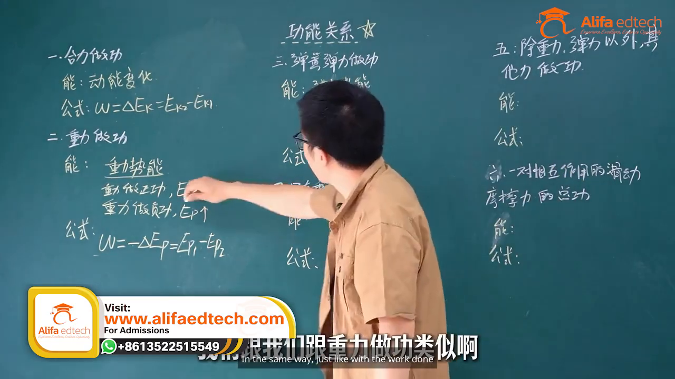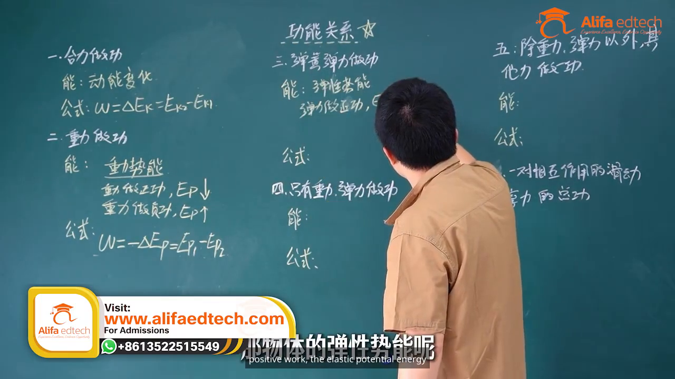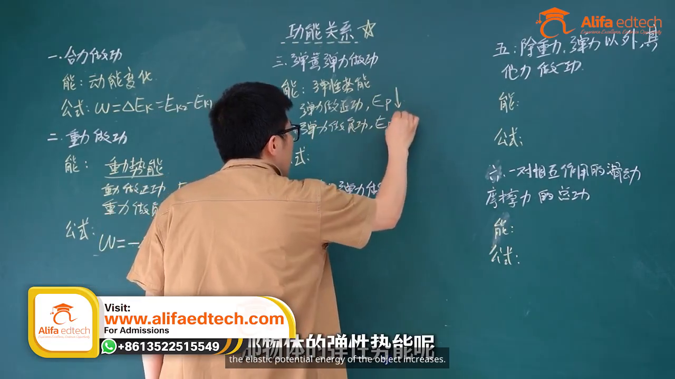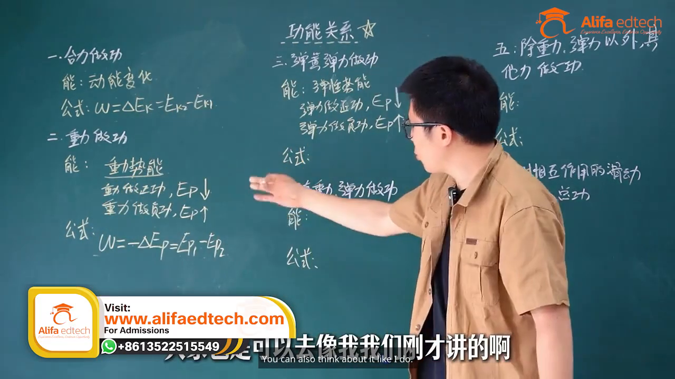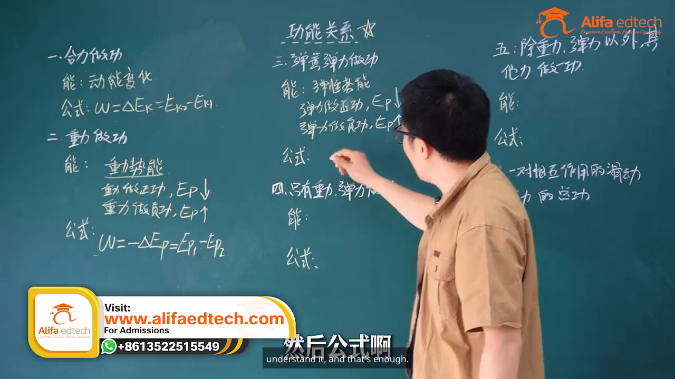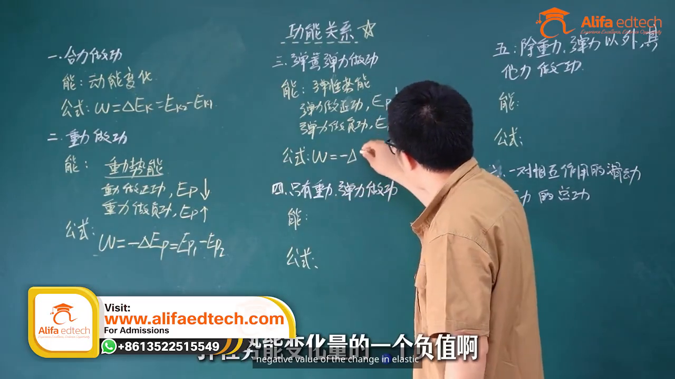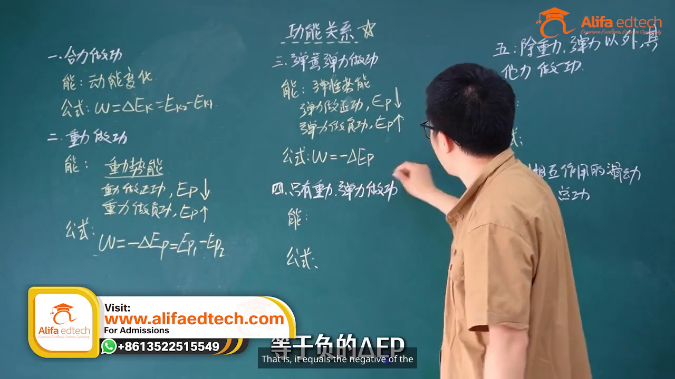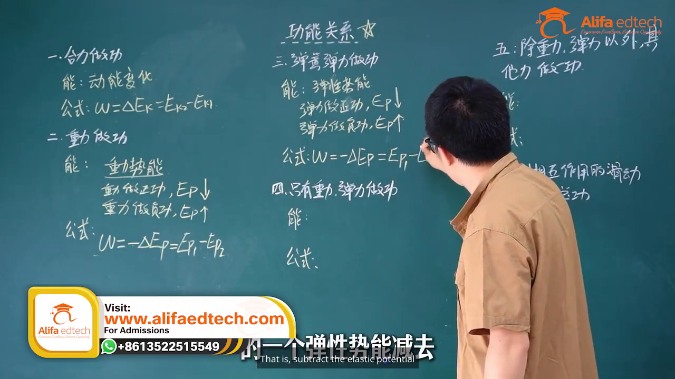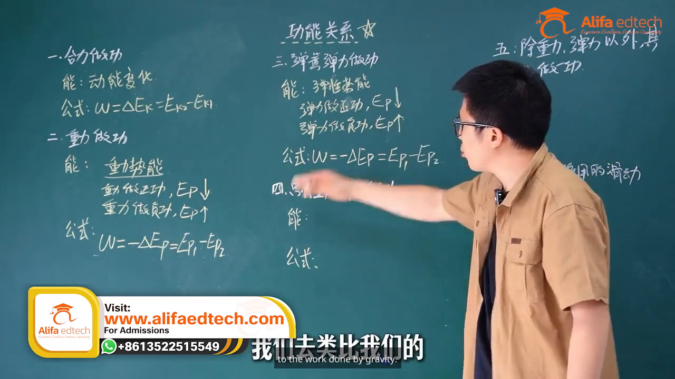In the same way, just like with the work done by gravity, when the elastic force does positive work, the elastic potential energy of the object decreases, right? When the elastic force does negative work, the elastic potential energy of the object increases. You can also think about it like I do. As we just discussed, try to understand and memorize this conceptually. Give an example, understand it, and that's enough. Then, regarding the formula, the work done by the spring force is also equal to the negative value of the change in elastic potential energy. That is, it equals the elastic potential energy of the object's initial state minus the elastic potential energy of the final state. For the spring force, we can draw an analogy to the work done by gravity.